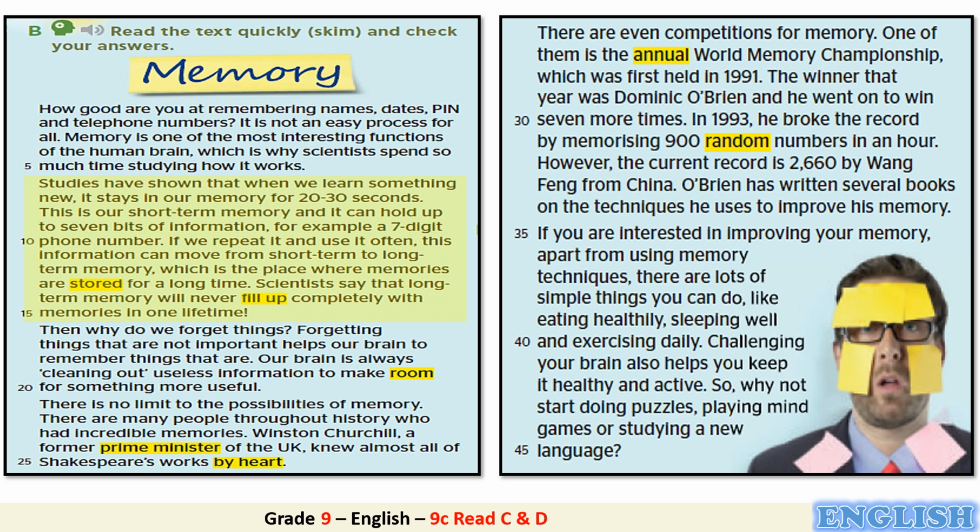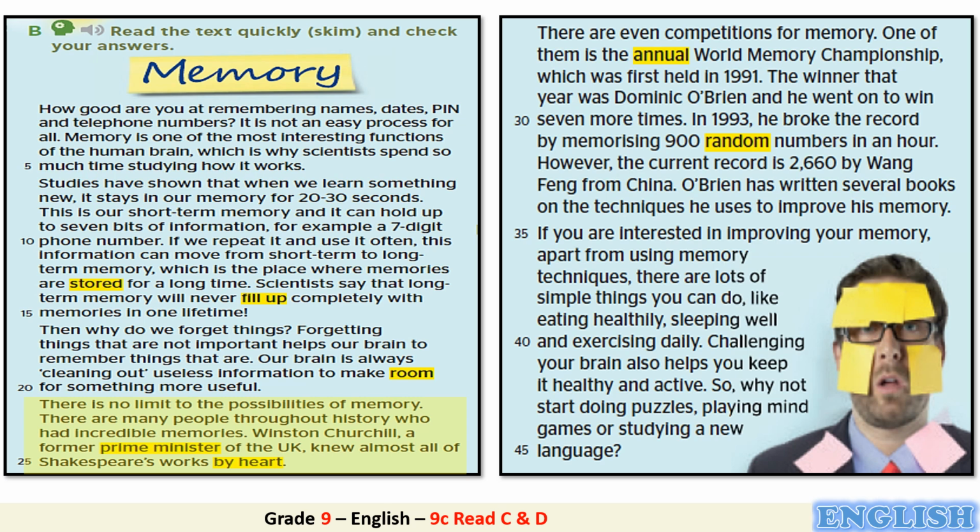a 7-digit phone number. If we repeat it and use it often, this information can move from short-term to long-term memory, which is the place where memories are stored for a long time. Scientists say that long-term memory will never fill up completely with memories in one lifetime. Then, why do we forget things? Forgetting things that are not important helps our brain to remember things that are. Our brain is always cleaning out useless information to make room for something more useful.